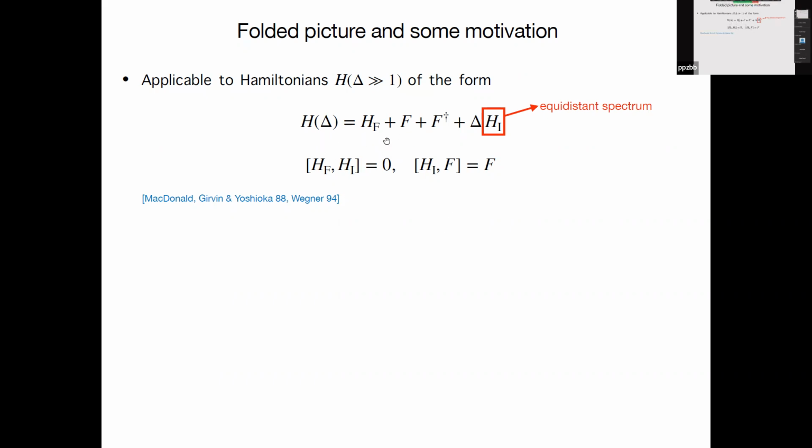It should commute with this term H_F, and it should satisfy this kind of precession equation with this operator F, and similarly with F dagger. In this kind of family of models, you can play a very nice game when this coupling parameter Δ is large, and you can play the strong coupling expansion. A particular version of it that was also an inspiration for us was the MacDonald, Girvin, and Yoshioka expansion in the large coupling limit of the Hubbard model.